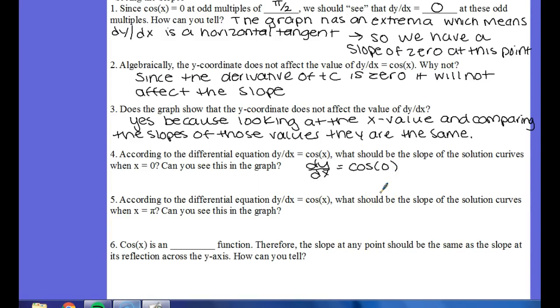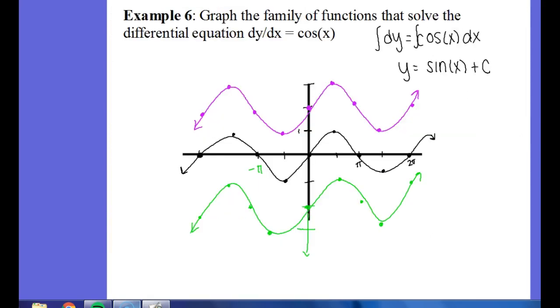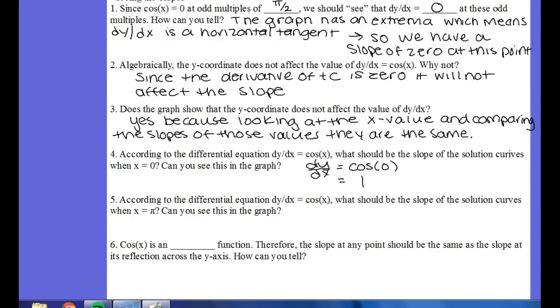1. Yeah, it's not a trick question. So we're saying that the slope when x is 0 is 1. Looking at your graph, do you agree? When x is 0, does this look like it has a slope of positive 1? Yeah. So the question was, can you see that in the graph? Yes.